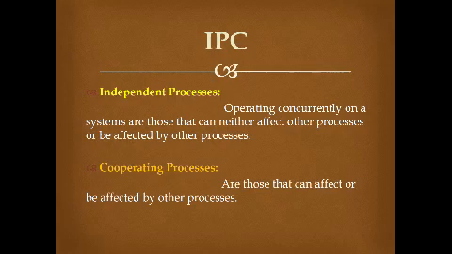In an independent system, operations execute concurrently and can neither affect other processes nor be affected by them. So in this, the operation is executing concurrently and is not affected by any other process, nor does it affect any other process. So it's not harmful for any other process, and it is also not easily affected by any other process.